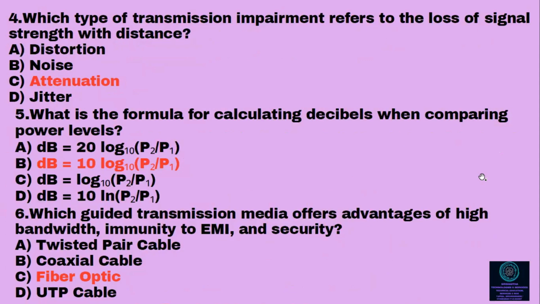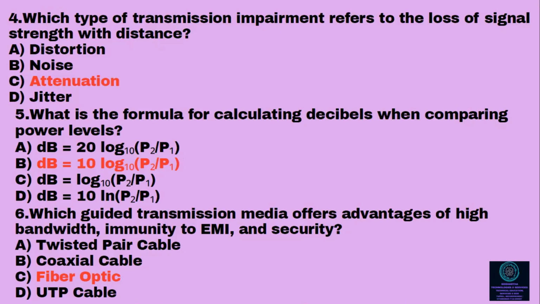Question number 4: which type of transmission impairment refers to the loss of signal strength with distance? That is attenuation. It happens only in attenuation. Question number 5: what is the formula for calculating decibels when comparing power levels? dB is equal to 10 log base 10 of (P2 by P1). This is the correct answer.